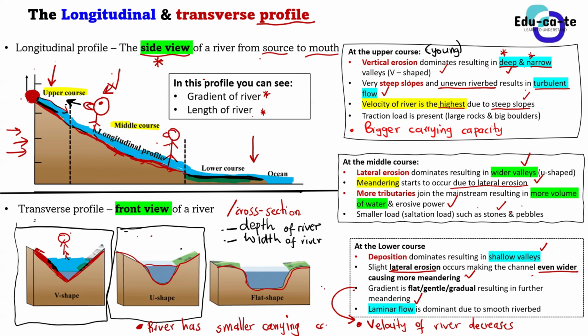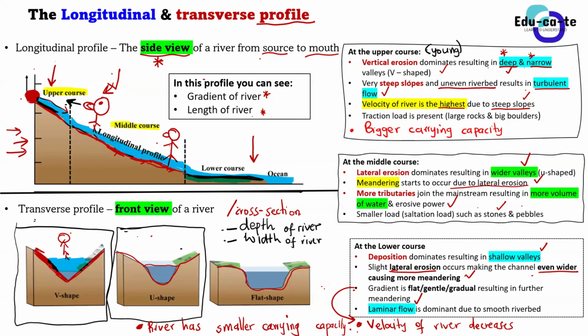Carrying capacity. When I'm explaining this, remember it's cause and effect. How do you explain carrying capacity? Remember, carrying capacity is the ability of a river to carry the eroded materials. So what actually causes the carrying capacity of a river to decrease?